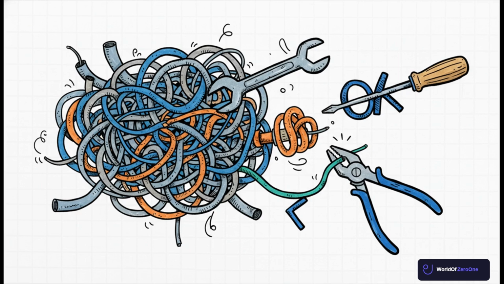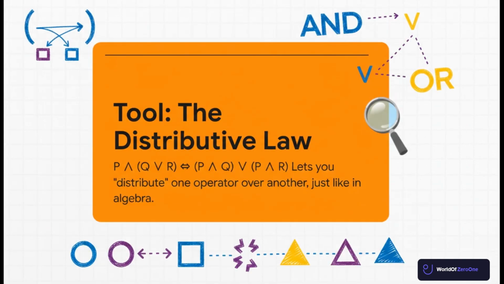Each one has a very specific job that helps you take a complicated expression, take it apart, and simplify it down into something you can actually understand. Okay, first tool in our kit, the distributive law. And this one should feel pretty familiar if you remember any of your old algebra classes. Just like you can distribute multiplication over addition, in logic you can distribute an and over an or, or an or over an and. It is fantastic for breaking up things that are stuck inside parentheses.